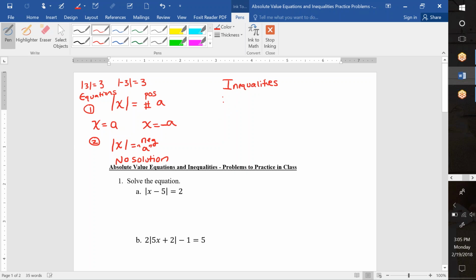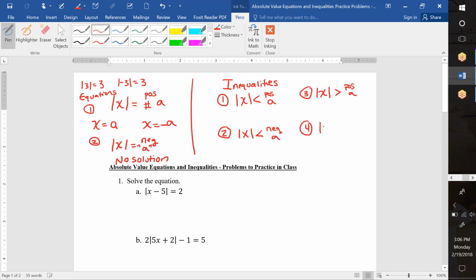So this will be our first case for the inequalities: we have the absolute value of an x is less than a positive a, some number. Case 2: the absolute value is less than a negative number, a. Case 3: an absolute value isolated is greater than a positive a. And case 4: the absolute value of x, or some kind of expression, is greater than a negative a. Cases 1 and 3 are actually something you can solve. Cases 2 and 4 are special conditions.